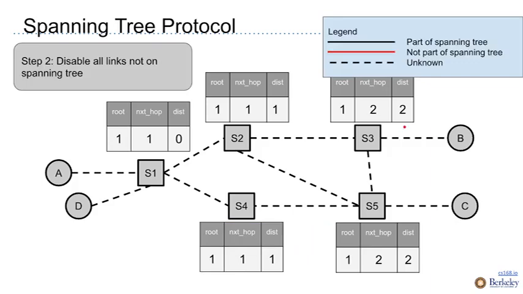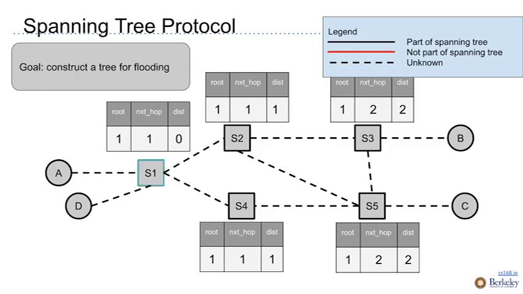So let's do step 2 now. We now have this information, and we are going to use this information to disable certain links and then kind of insert certain links to be part of spanning tree. And in the end, the goal is to end up with the spanning tree that we had before. And so what we do here is we go over all the switches and see what they can disable, what they can enable. And in the end, we will see that the spanning tree that we said in the beginning we would end up with emerges. So we are constructing this tree for flooding.